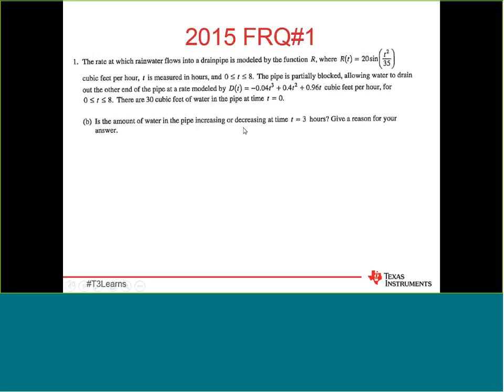Many students think, okay, increasing, decreasing, I better take the derivative. They need to be careful with this question because this is a rate already. We're told the rate at which rainwater flows into a drain pipe, so this is already a rate flowing in, and this is the rate of water flowing out. So we just need to find out which one is larger when time is 3. The best way to do that is just to subtract those. Do R of 3 minus D of 3.